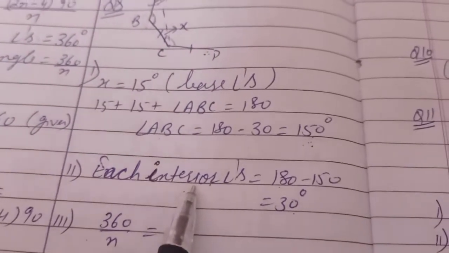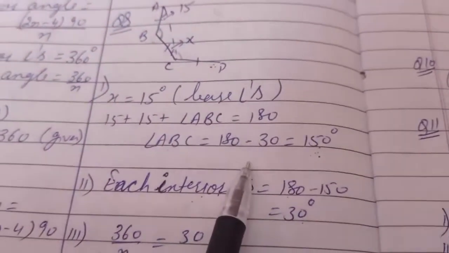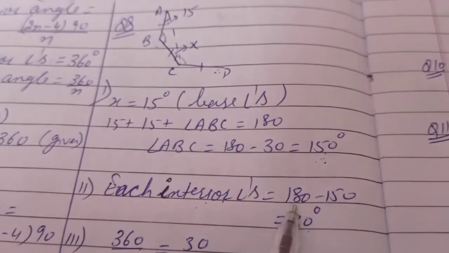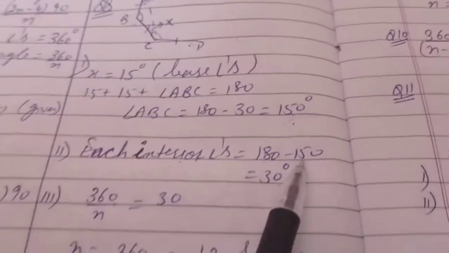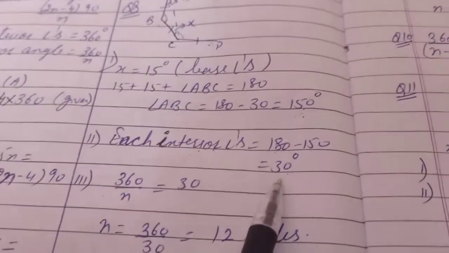Second part we are asked to find each exterior angle. So remember children, each exterior angle plus each interior angle, the sum is equal to 180. Interior we know, exterior how we can find out? By subtracting 150 from 180. So answer is 30 degree.